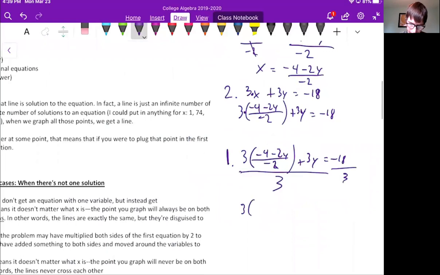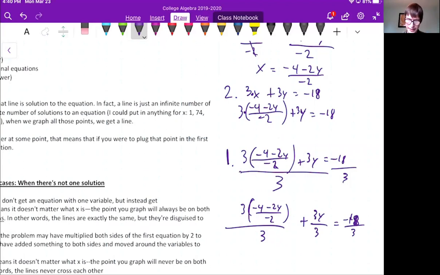I've got 3 times -4 minus 2y over -2, all of that being divided by 3. I've got plus 3y divided by 3. And I've got a minus 18 divided by 3. Because they're all the same, I'm dividing every term by the number. You can multiply every term and divide every term by a number.